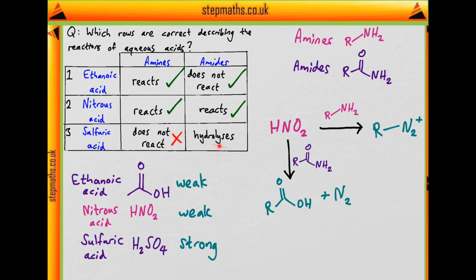Now what about this hydrolysis? So we know that sulfuric acid hydrolyzes amides to the carboxylic acid. So this is correct. But we need the rows that are correct, and row 3 is clearly not. So our answer is that rows 1 and 2 are both correct, which corresponds to E on the question paper.